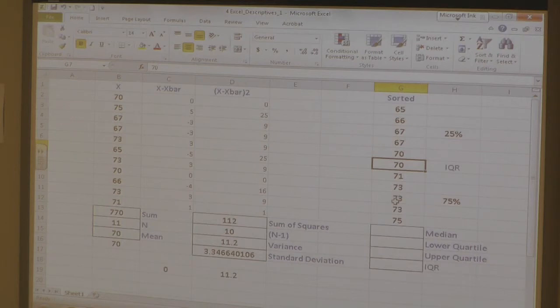What would be the 75th percentile? Well, the 75th percentile is going to be halfway between 100% of the values and 50% of the values, and again, since there's an even number, it would be an average of these 2 middle numbers, which is going to be 73. Right? So our 25th percentile is 67. Our 75th percentile is 73.